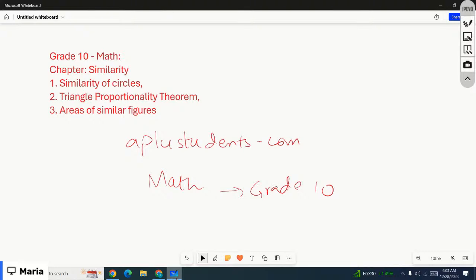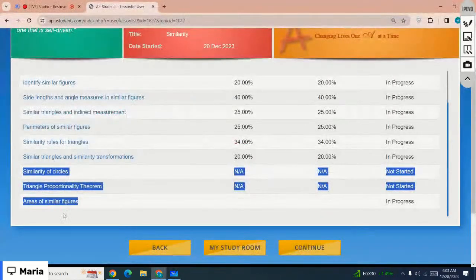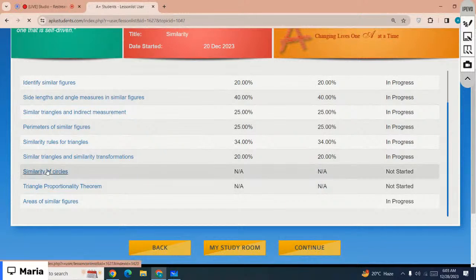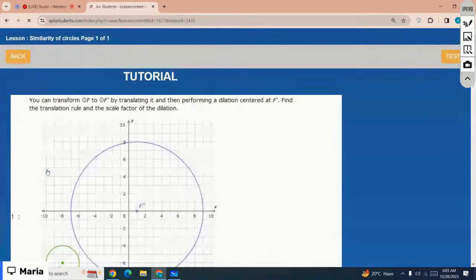So let's start with the lesson that is similarity of circles. Let's see how we find the similarity in circles. Here I'm on grade 10 math. The chapter we're working on is similarity. Let's start with the lesson that is similarity of circles.